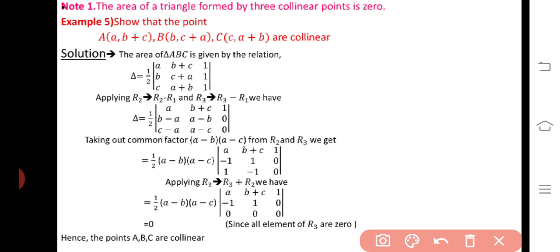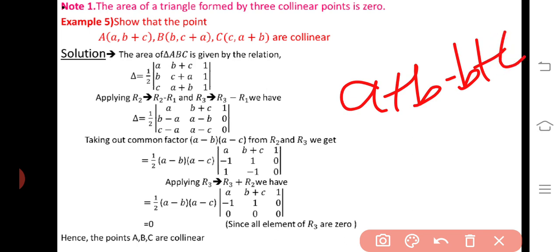Yes, then 1 minus 1 will get 0. Next, R3 changes to R3 minus R1. C minus A, then A plus B minus B plus C. What will we get? Plus B minus C will get cancelled, and A minus C will remain here.